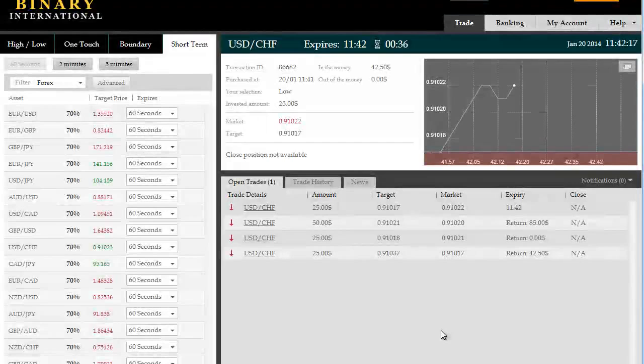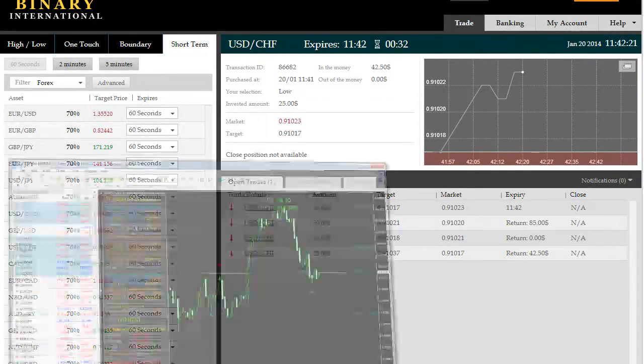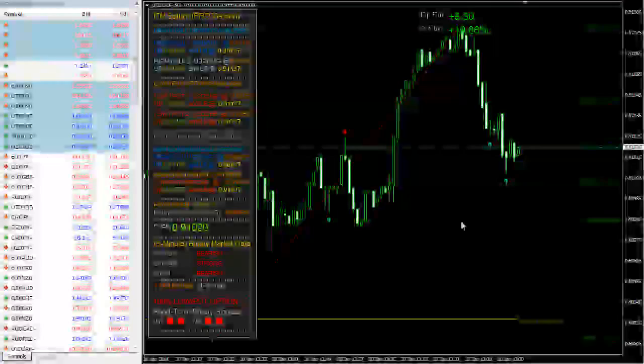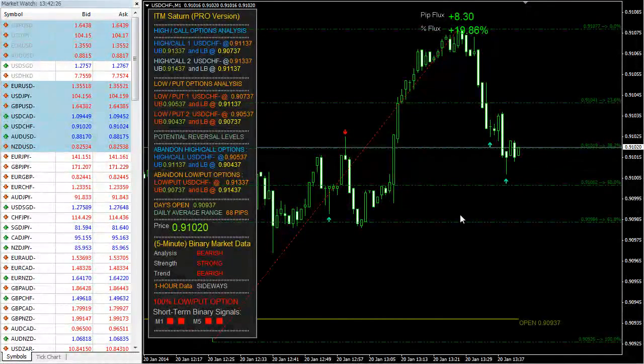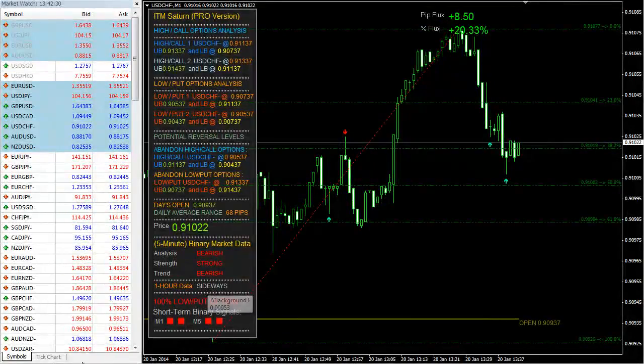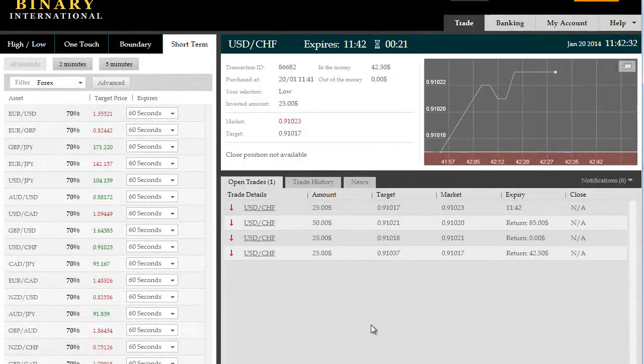We have 30 seconds left to expiry, and we're going to see how this pans out. Don't worry if the chart is currently against you. That is the nature of 60-second trading. We're going to most likely expire in the money here again. 100% low put option probability showing us that we have sharp bearish momentum and that we're most likely going to be expiring in the money. So let's see how this pans out.